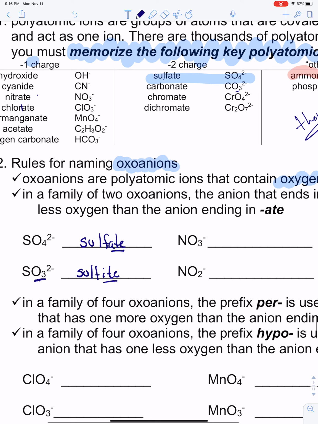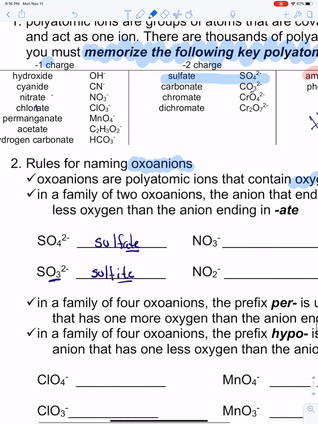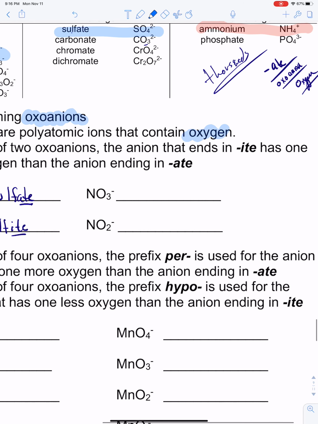We've seen this one before. This is nitrate, it's right up here. NO3 1- is nitrate. The ATE is telling you that it's an oxoanion. If we had a related oxoanion with one less oxygen, the naming convention would be that if NO3 1- is nitrate, NO2 1- would be nitrite.